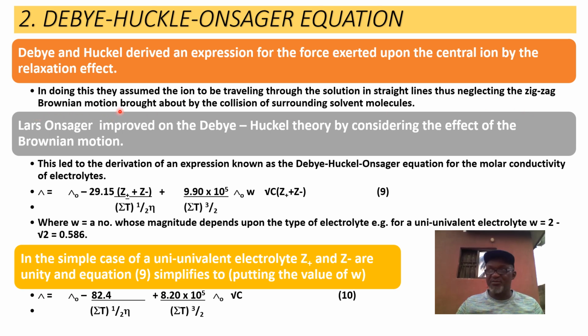Remember the demonstration of Brownian motion in secondary school, where we look at the zigzag motion. So when these ions are in solution, they incorporate this zigzag motion. That's what Onsager incorporated in the Debye-Huckel theory or equation, and we obtain the Debye-Huckel-Onsager equation. And this equation is given by equation 9. And then in the simple case where Z+ and Z- are 1, that is a 1:1 electrolyte, equation 9 will simplify to equation 10.